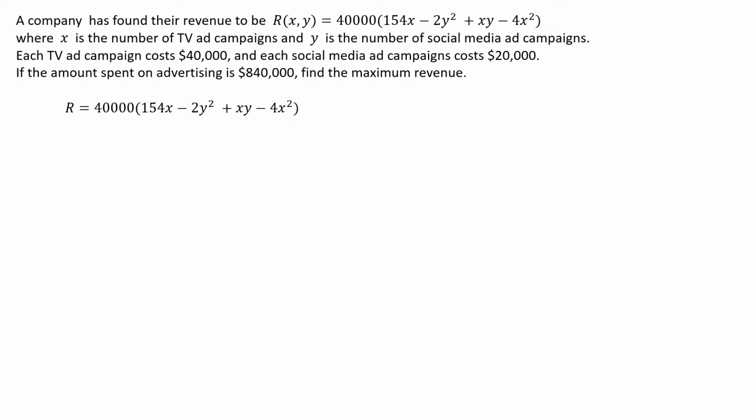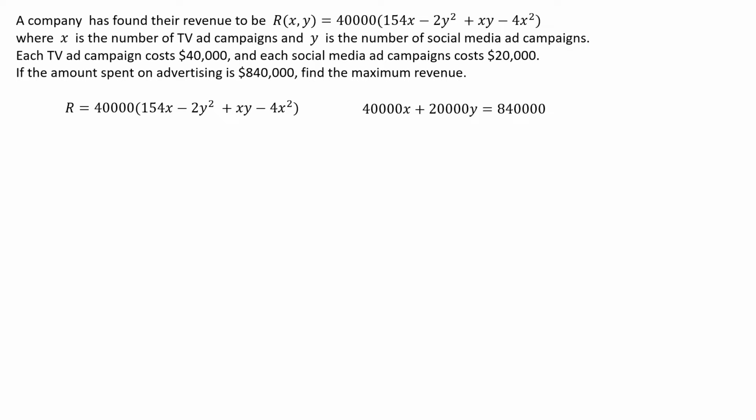So, in terms of making a constraint equation, you'll notice that each TV campaign costs $40,000, social media campaigns cost $20,000, and we've decided that X and Y would represent the number of these campaigns, respectively. Therefore, we can create this constraint equation, which basically, if you read it left to right, says money spent on TV plus money spent on social media equals total money spent on advertising.